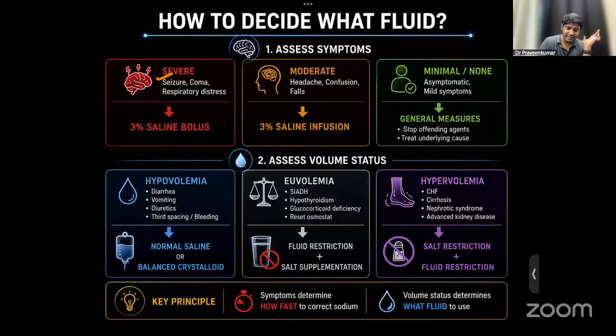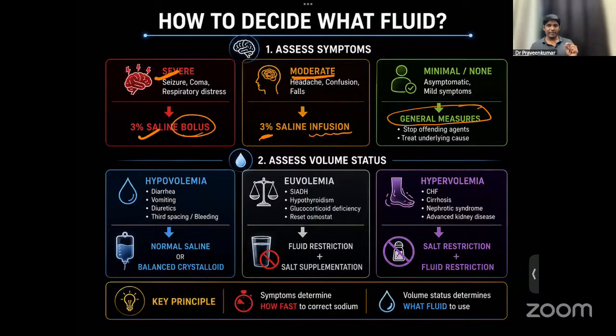Now I said if there is severe hyponatremia, you have to give 3% saline bolus. If there is moderate hyponatremia, where there is no seizure, no coma, nothing, then you still have to give 3% saline. I told you, right? If it is mild symptoms, you can have general measures. If it is moderate or severe, you have to go ahead with 3% saline. If it is moderate, the saline can be given as a slow infusion also. But if it is severe, you have to give it as a bolus over 15 minutes. So this is how we should go about.